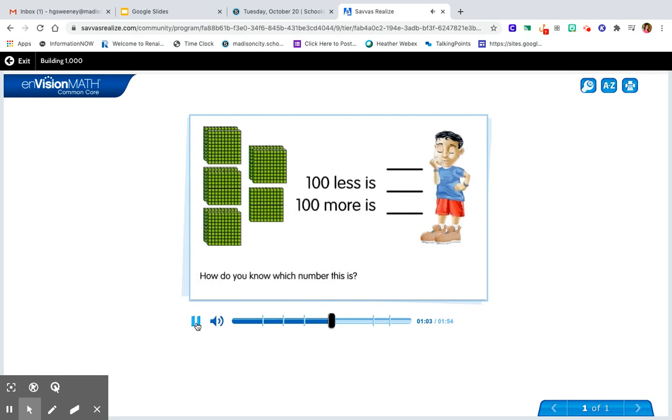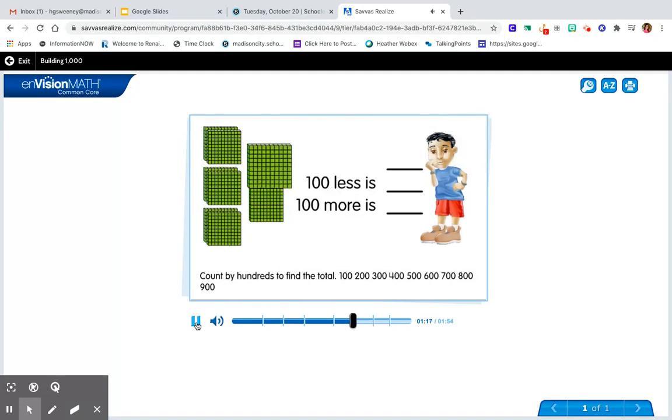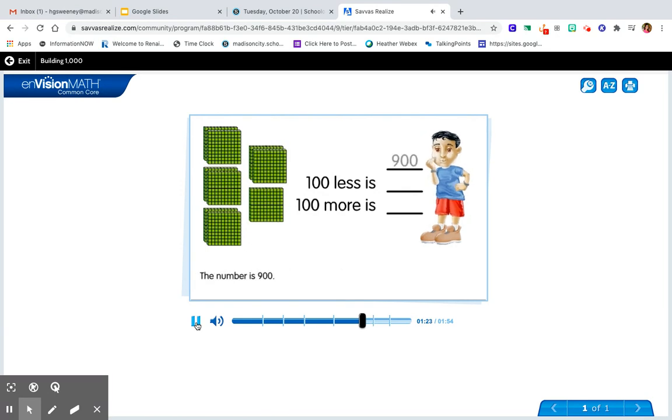How do you know which number this is? Count by hundreds to find the total. 100, 200, 300, 400, 500, 600, 700, 800, 900. The number is 900.